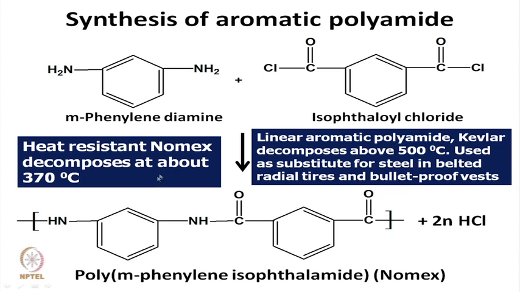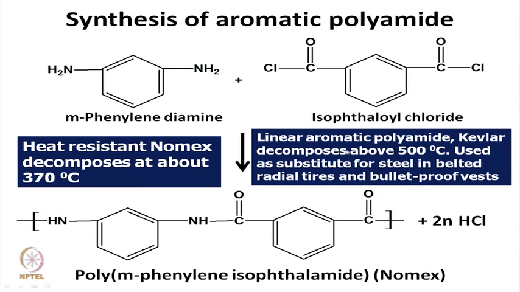Now, this Nomex is resistant to heat at high temperature, thermal stability is very good, but it starts decomposition at about 370 degrees Celsius. So, this polymer can be safely used up to say 150 or 200 degree environment without any decomposition or without any loss in their strength properties.